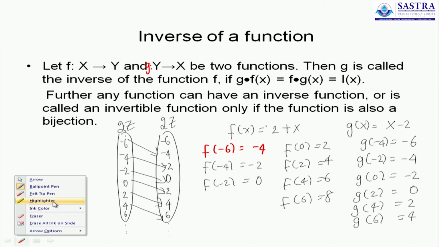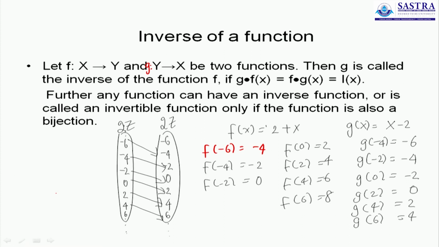So whatever went from x to y can be brought back to x. 6 goes to 4, 4 goes to 2, 2 goes to 0, 0 goes to minus 2, minus 2 goes to minus 4 again, minus 4 goes to minus 6 again. So an element from x will have a definite element as an image in y, and with that you can define the inverse of the actual function. Such a function is what you call the inverse of the given function.